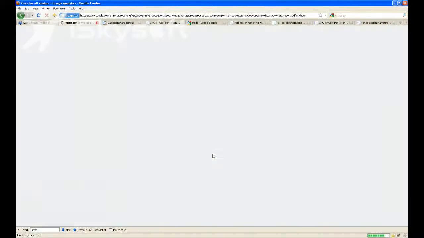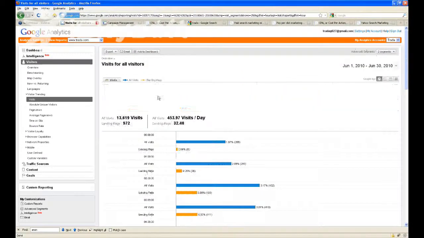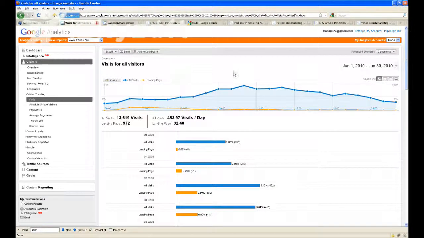Let me go ahead and create this segment. What I'm going to do now is go back into the advanced segments, and I'm going to turn off the blog traffic and turn on landing pages and look at the data. Well, wow, this is interesting.